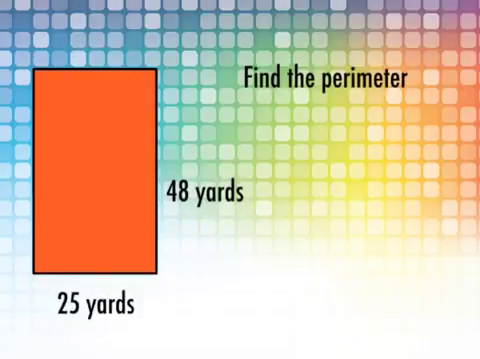Alright, now I want you to try this one on your own. So find the perimeter of this shape. We know that this side is 48 and this side is 25. Pause the video and see if you can solve it on your own.